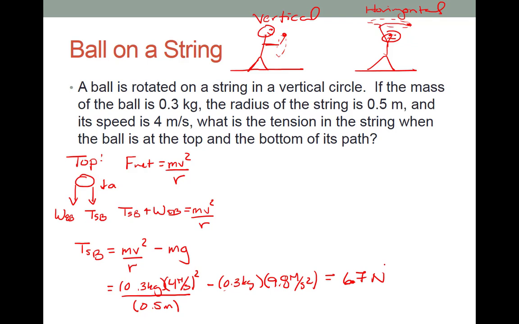Okay, so now let's go look at the bottom of the circle. At the bottom of the circle, we have two forces acting on the ball still, but now the tension points upward because the ball's at the bottom of the circle, which means the string has to go upward from there to the center of the circle. Acceleration is going to be pointed towards the center of the circle, so that's upward.